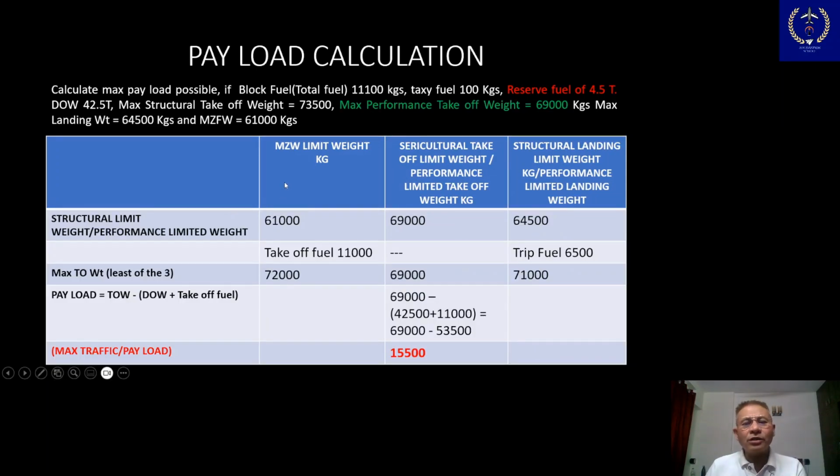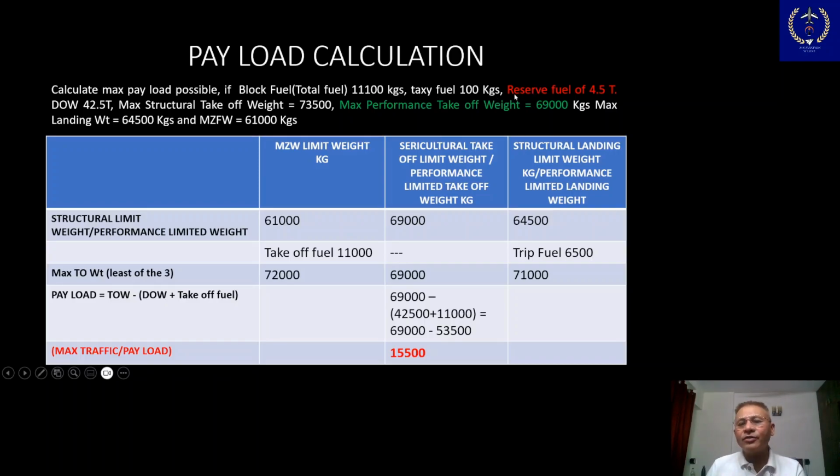Okay, let us do a similar calculation. Calculate the max payload possible if the block fuel or total fuel is 11,100 kgs, taxi fuel is 100 kgs, reserve fuel is 4.5 tons, DOW is 42.5 tons, max structural takeoff weight is 73,500, and the max performance limited takeoff weight is 69,000, max landing weight is 64,500, and max zero fuel weight is 61,000 kgs. Here in this question, I have highlighted some figures.